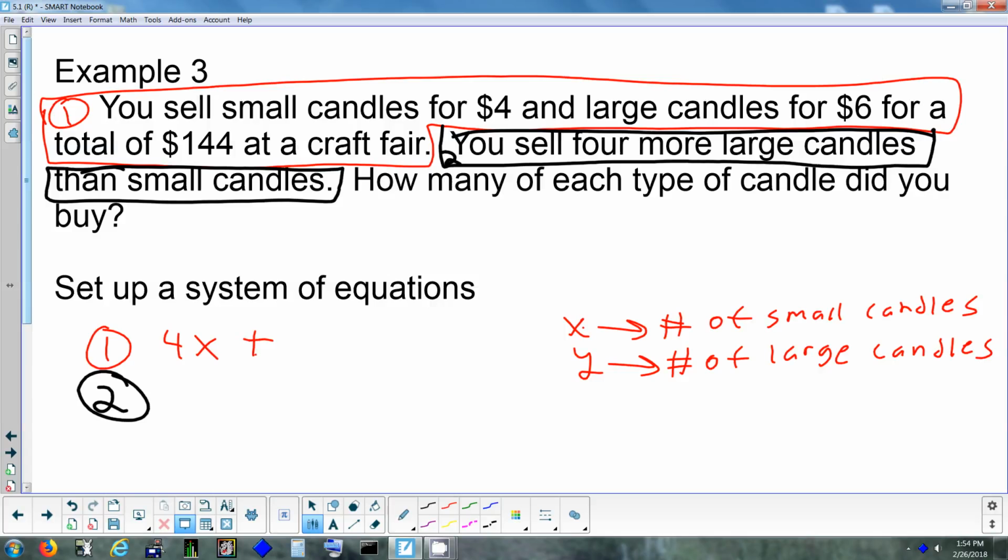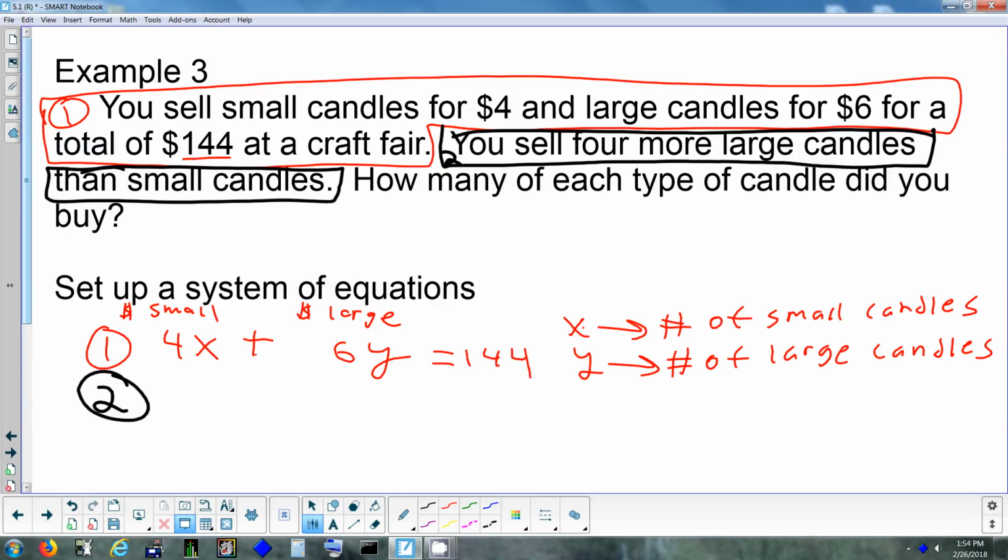So this is the money from small candles, and this is the money from large candles. What would you put for the large? 6y. Each candle is $6, and you sold y of them. Now, it says the total amount of money you made is $144. So small money plus large money equals how much? 144. There is equation 1: 4x plus 6y equals 144.